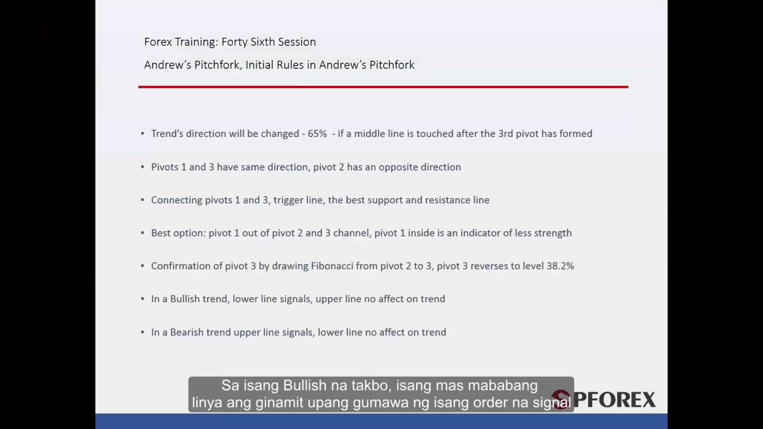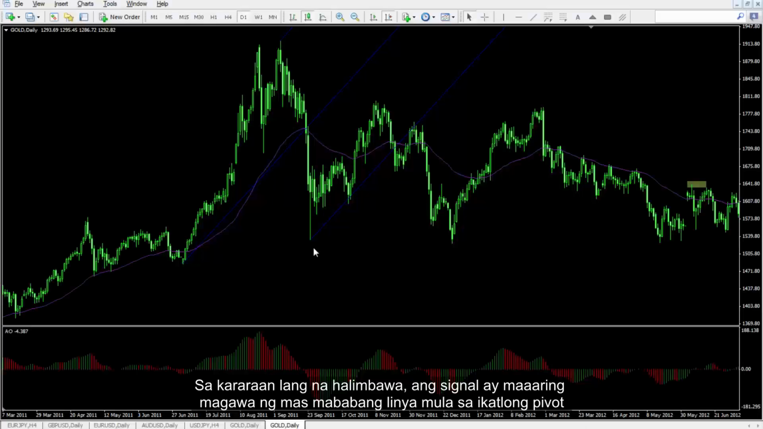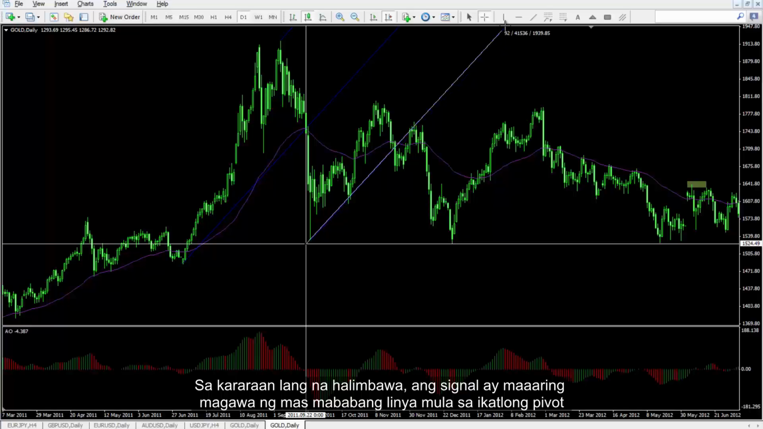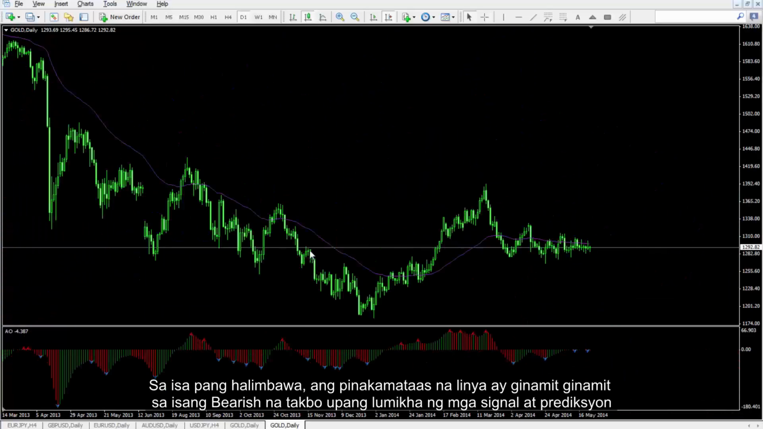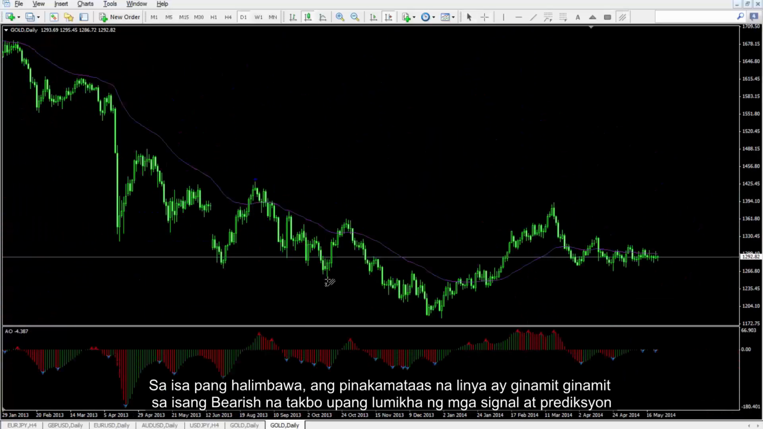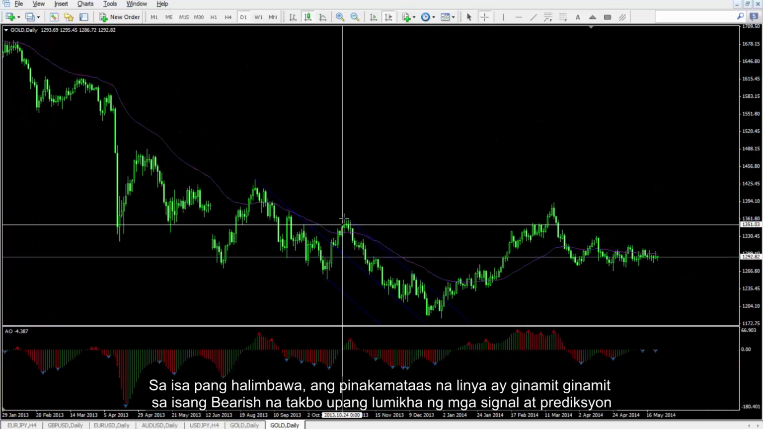On a bullish trend, a lower line is used to generate an order signal, while a higher line is used for generating order signals in a bearish trend. In the recent example, a signal can be generated by a lower line from the third pivot. In another example, the highest line is used in a bearish trend to produce signals and predictions.